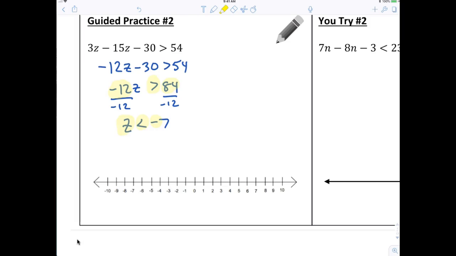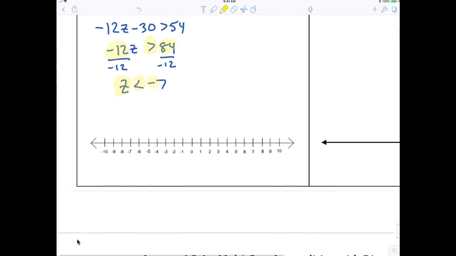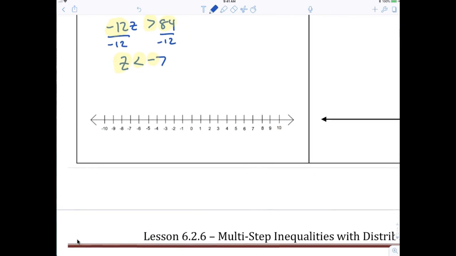So now let's graph z is less than -7. If I'm less than -7, it's going to be an open circle at -7. The reason why it's an open circle is because it does not include -7. And then I'm going less than.